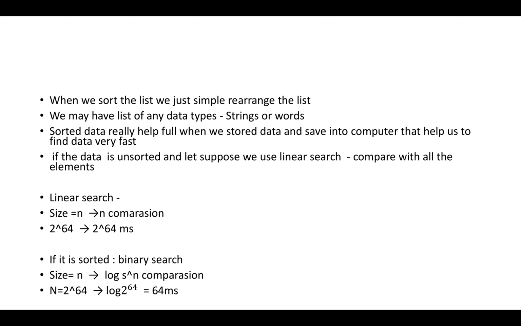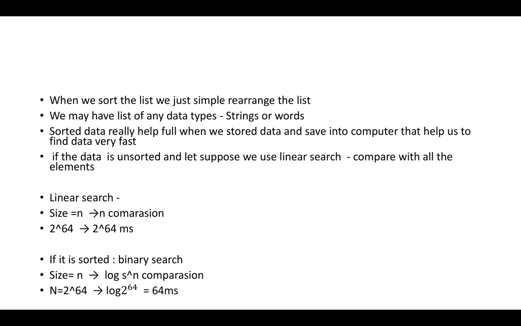When we sort an array, we simply rearrange the list. We are not going to modify any values or anything in the collection or the list. We may have a list of any data type, strings or words, or integer values. Sorted data is really helpful when we store the data and save it in a computer, because it helps us find the data easily.